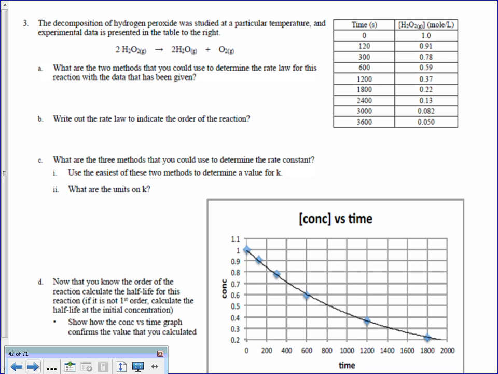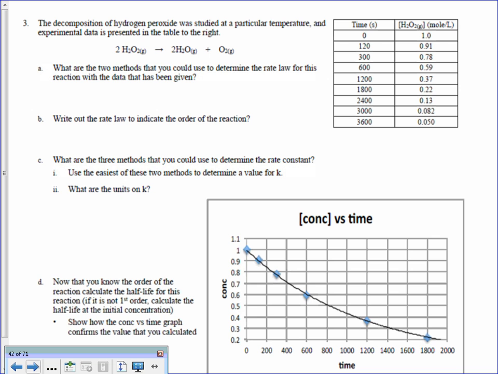Rate constant k? Slope of the graph. Slope of which graph? Concentration. ln, the first order ln one. Good. Another way? You can use the equation natural log of A initial equals negative kt plus natural log of A final. And you could actually plug in data.